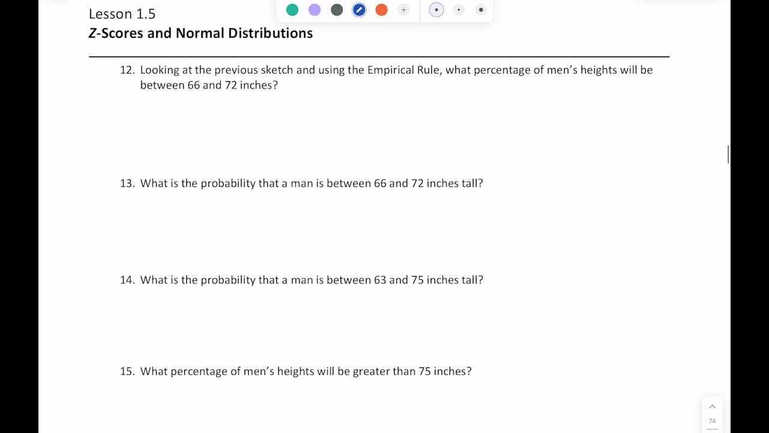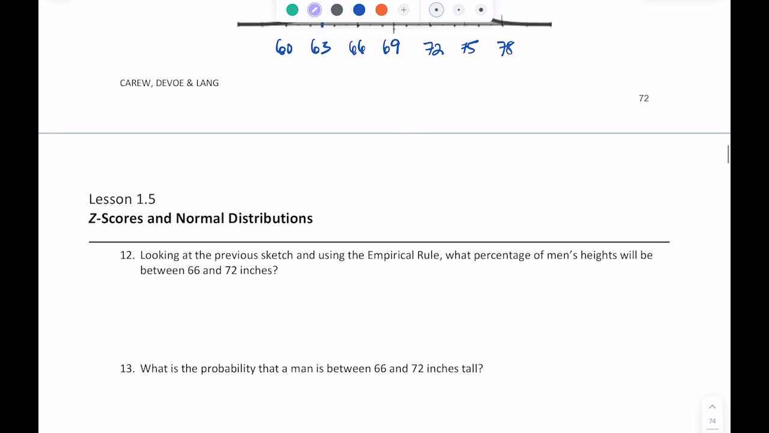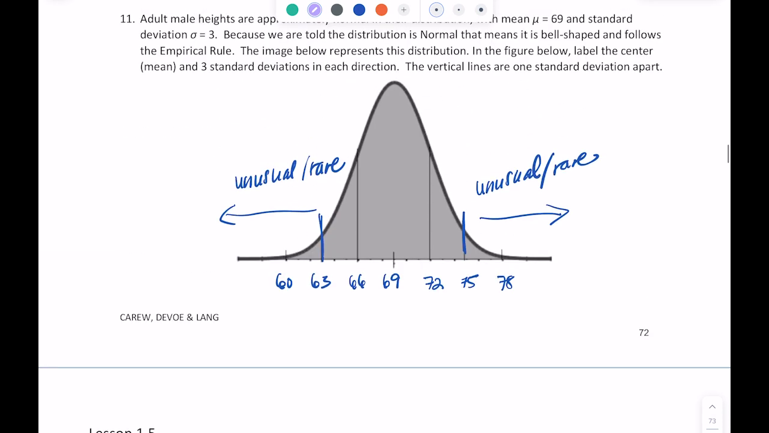Okay, so we have all our sketches. How do we find the actual percentages now? Okay, so we're gonna use our curve. Looking at the previous sketch and using the empirical rule, what percentage of men's heights will be between 66 and 72 inches? So we know that 66 is here and 72 is here, and they're both 1 standard deviation above and below the mean.